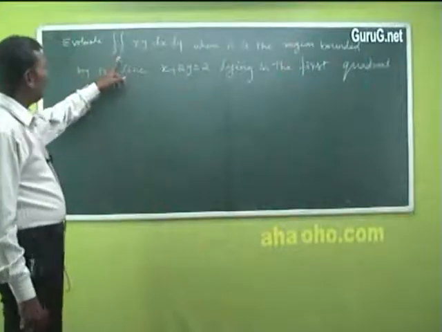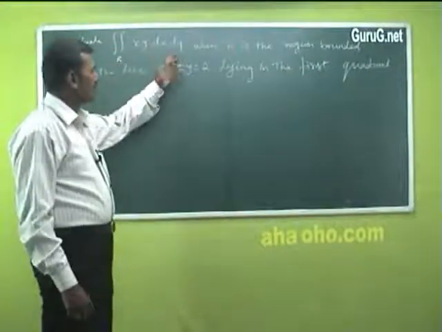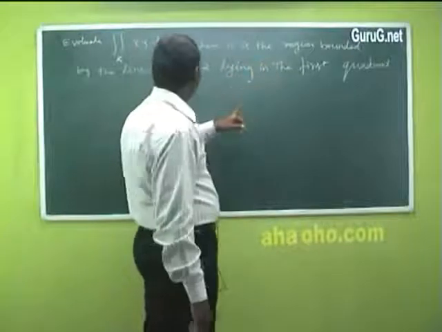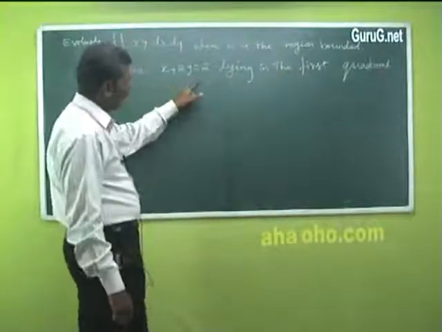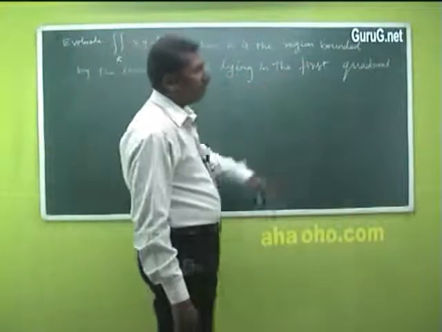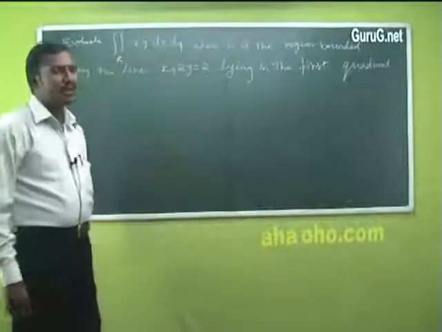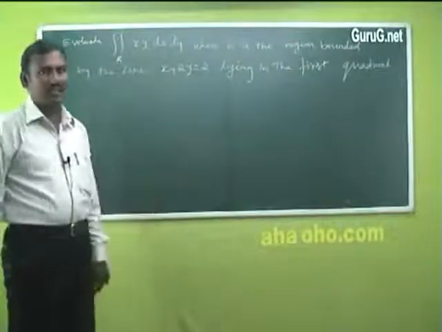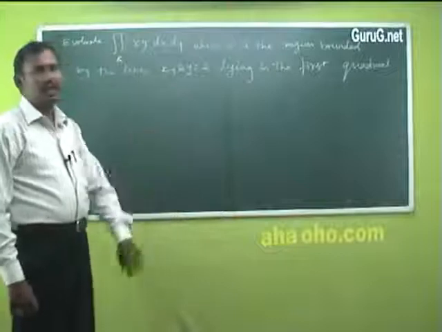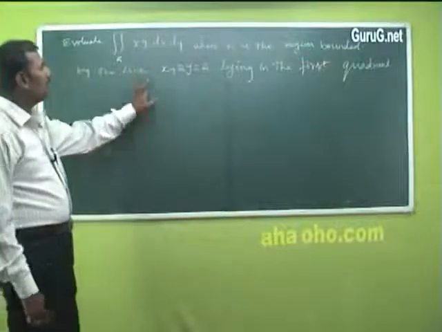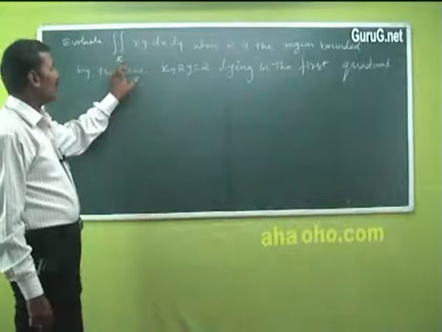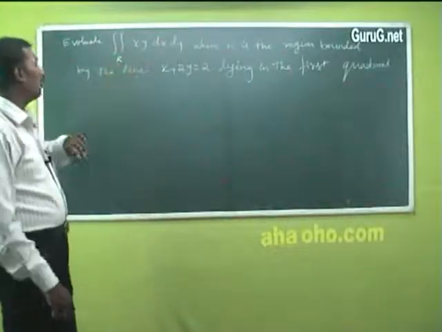So evaluate the double integral over R of xy dx dy, where R is the region bounded by the line x plus 2y equal to 2, lying in the first quadrant. So how was it in the previous problem? The limits were given by them. Here the limits are not given. Instead, what have they given? They have given the region. Now what should we do? We are first going to find out the region of integration.